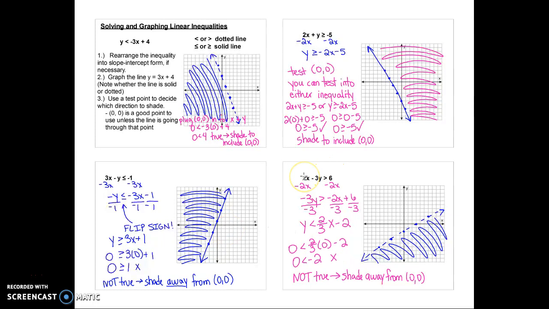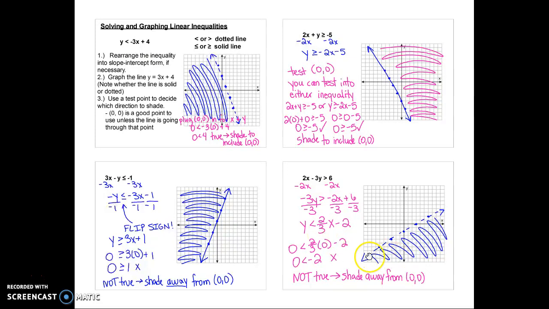Same thing happens in this last example. You're going to subtract the 2x to the other side. Again, you end up with a -3y here, so you have to divide everything by a -3, which flips your inequality sign and gives you a positive 2/3 x minus 2. That's the equation you want to graph. So you go to -2 on your y-axis, and then you use your slope. Up 2, right 3, up 2, right 3, and you keep going with your slope of 2/3.